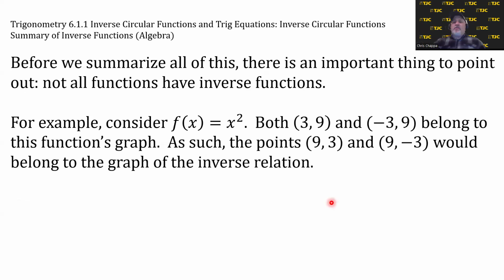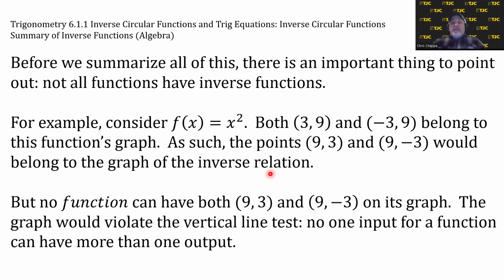Now, before we summarize all of this, there is an important thing to point out. Not all functions have inverse functions. For example, consider the simple function f of x equals x squared. Both (3, 9) and (negative 3, 9) would belong to this function's graph, because when you square both 3 and negative 3, you get 9. As such, if we reverse them, the points (9, 3) and (9, negative 3) would belong to the graph of the inverse relation. A relation is like a function without the requirement that a function has. But no function can have both (9, 3) and (9, negative 3) on its graph. This would violate the vertical line test.